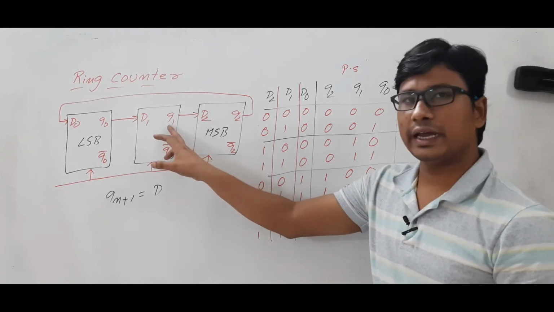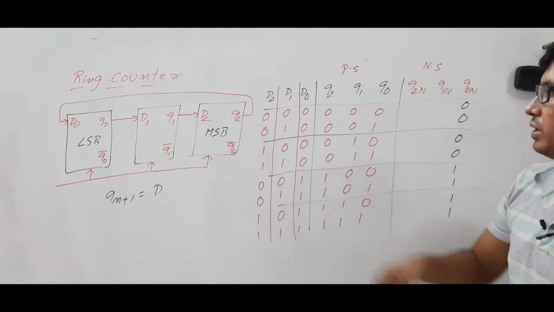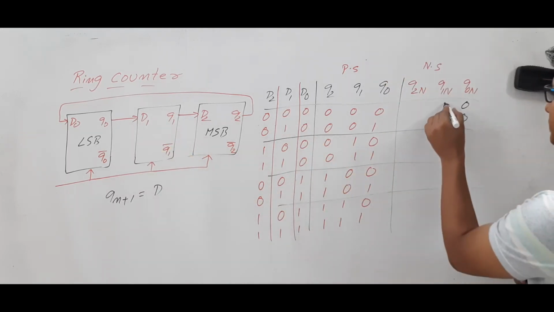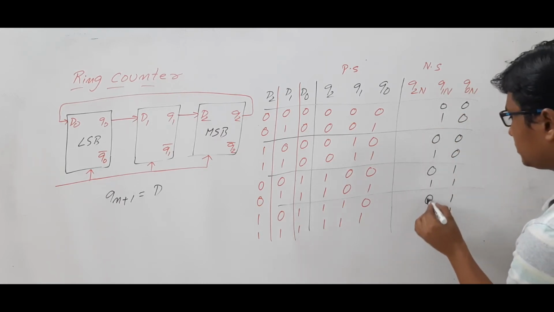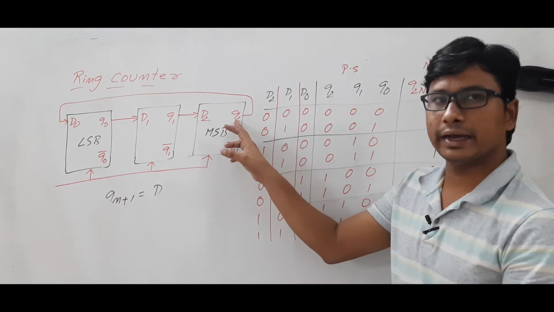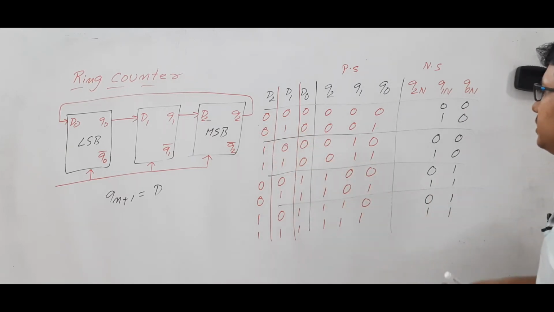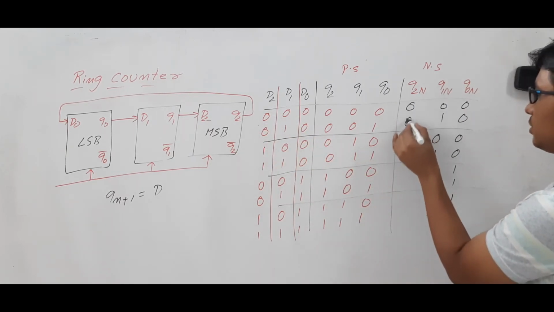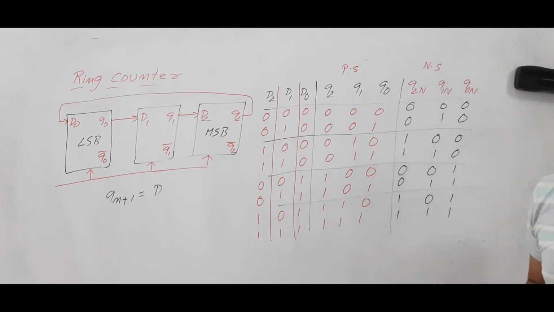Similarly, the next state of this one is equal to D1. What is this D1? 0, 1, 0, 1, 0, 1. Is it clear? Similarly, Q2N, the next state of this one, is equal to D2. What is D2 here? Which is 0, 0, 1, 1, 0, 0, 1, 1. Am I right or wrong?